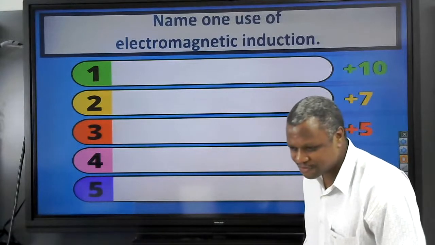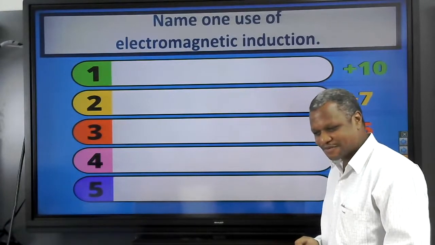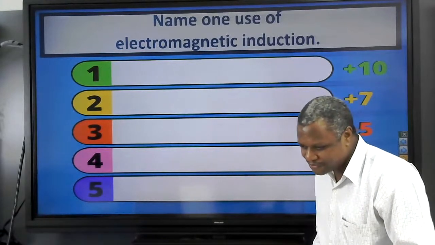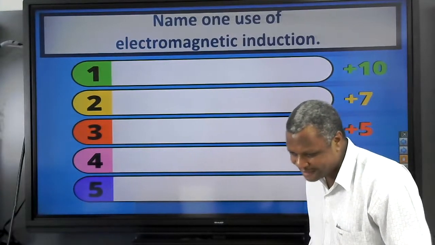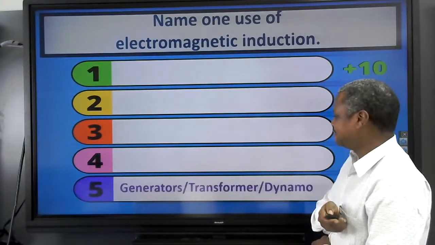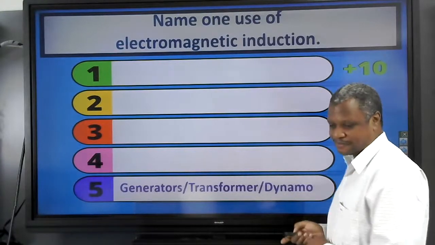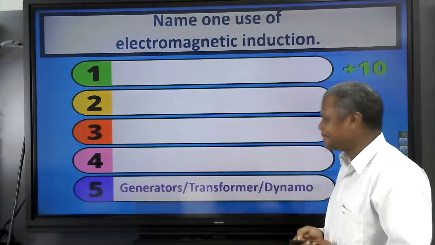One more. Any students from room 7 here? I see so many from room 8, a few from room 3. 3 room 2, number 31, electromagnetic charger. Perfect. Check your answers. Generators, transformer or a dynamo. Some of them, I can see your answers there.